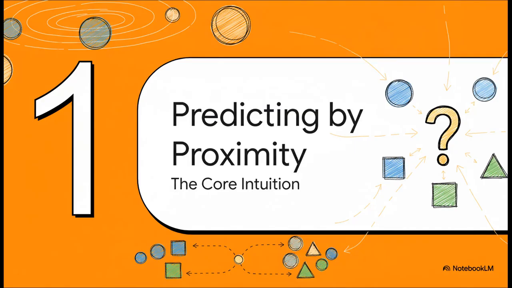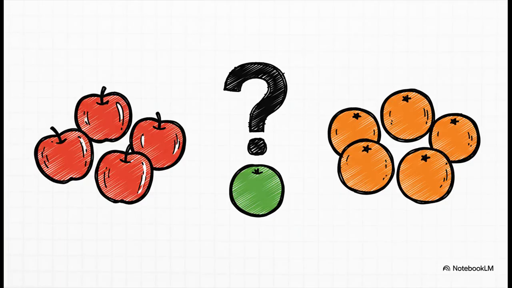Okay, so that's the what. But how does it actually work? I mean, how can you predict something new just by looking at what's nearby? Let's break down the intuition behind this whole thing. All right, to make this super clear, let's use a simple analogy. Just imagine we have a big old pile of fruit. We know which ones are apples and which are oranges based on, say, their color and their weight.